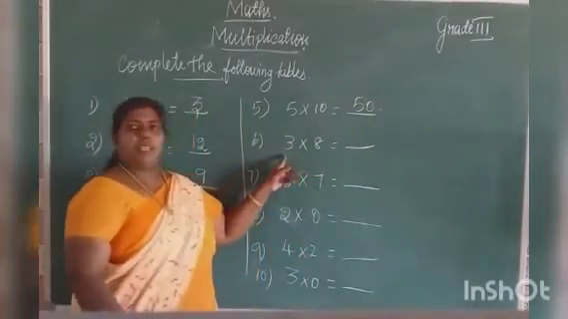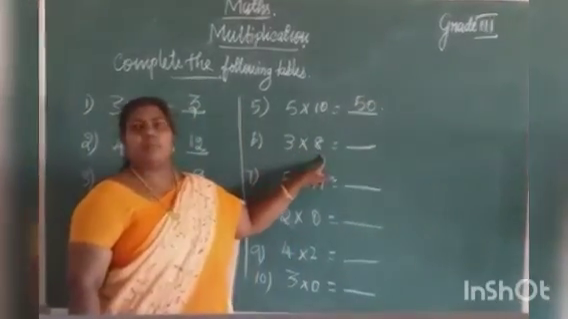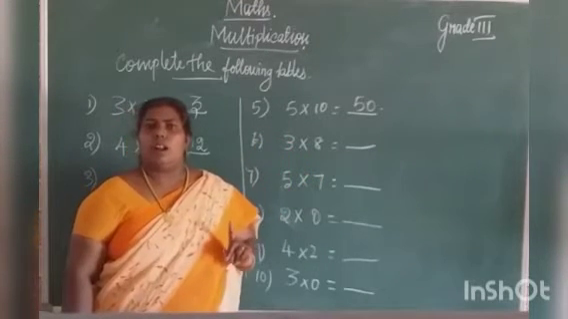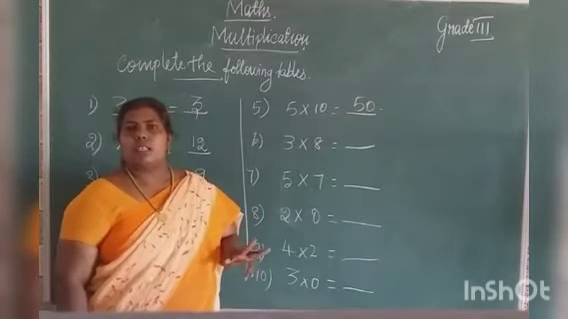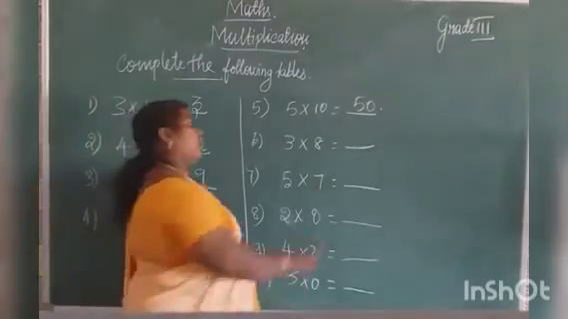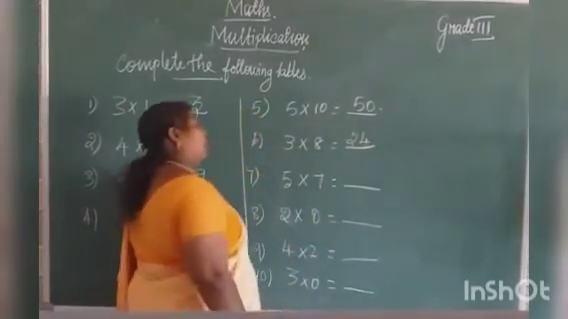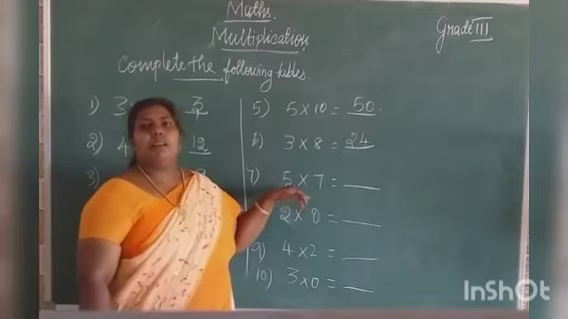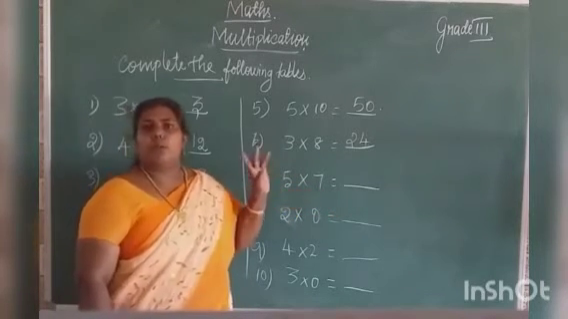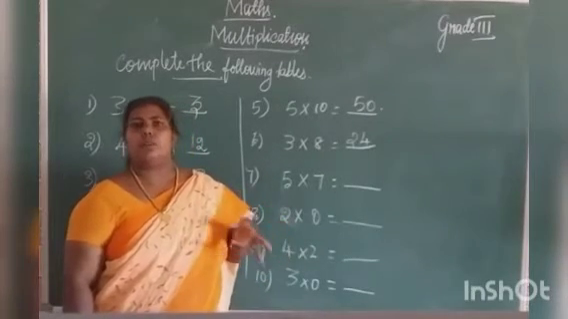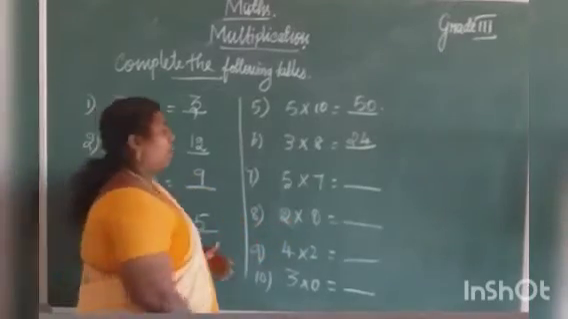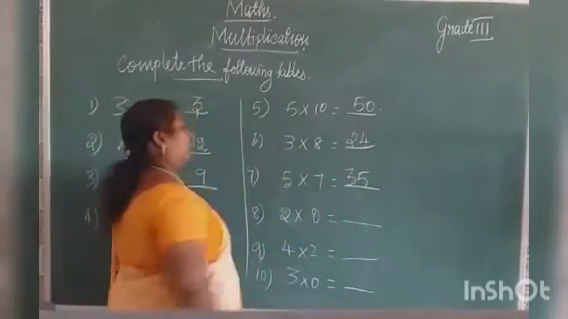Then here the third table, how many times can you say? 8 times. 1 3 is 3, 2 3s are 6, 3 3s are 9, 4 3s are 12, 5 3s are 15, 6 3s are 18, 7 3s are 21, 8 3s are 24. Then here the fifth table, 7 times. 1 5 is 5, 2 5s are 10, 3 5s are 15, 4 5s are 20, 5 5s are 25, 6 5s are 30, 7 5s are 35.